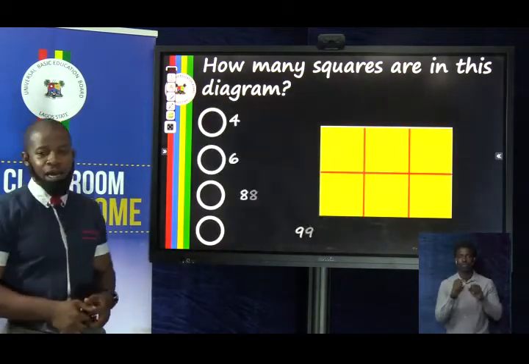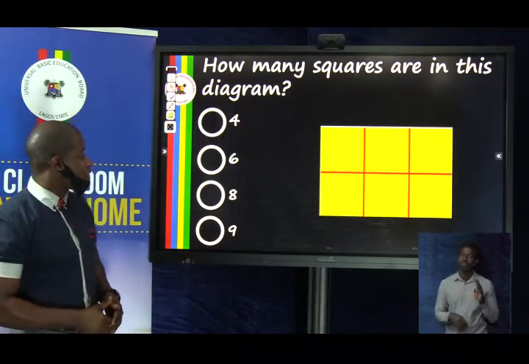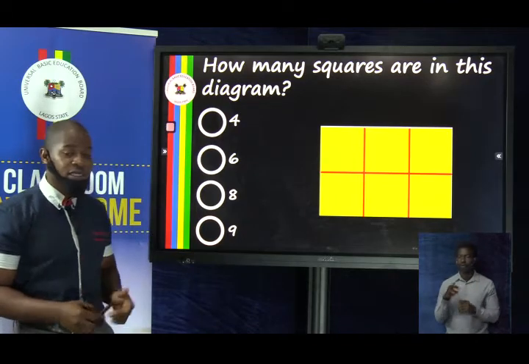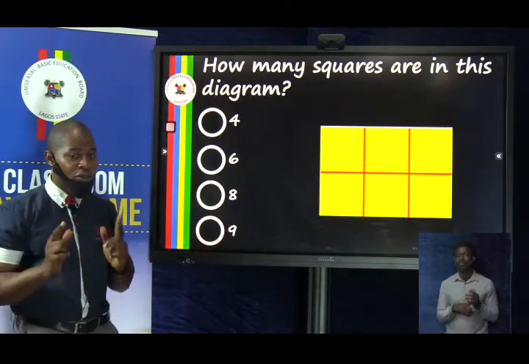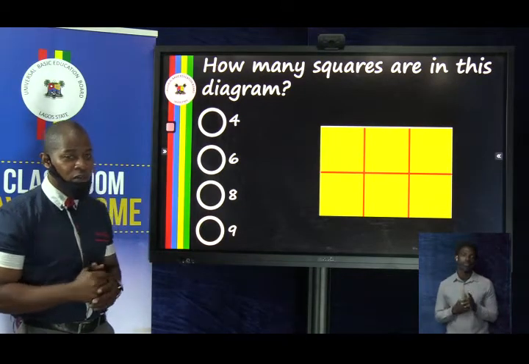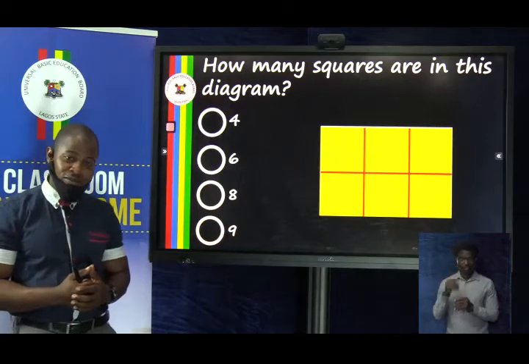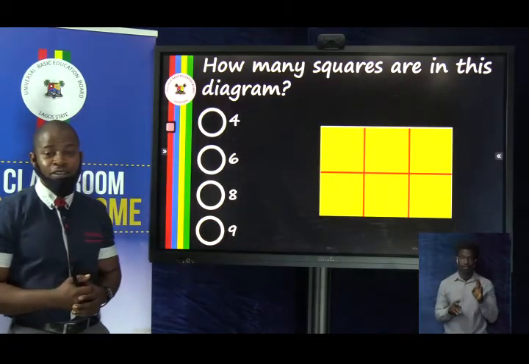How many squares are there in this diagram? Take your time. Is it 4 squares? Is it 6 squares? Is it 8 squares? Is it 9 squares? How many squares do you have in this diagram? Don't rush to conclusion. Count carefully. Think outside the box. Is it 4? Is it 6? Is it 8? Is it 9?